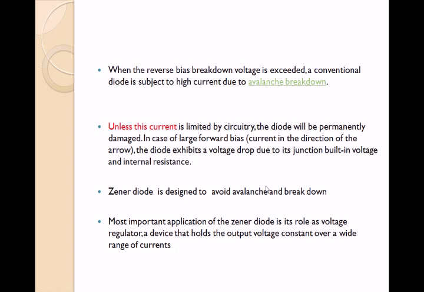When the reverse bias voltage exceeds a certain limit, it is subjected to high current, called avalanche breakdown. Unless the current is limited by circuitry, the diode will be permanently damaged. In case of forward bias, it acts as a closed circuit, with a drop due to the junction built-in voltage. The Zener diode is a type of diode used to avoid this situation, that is, it avoids the avalanche breakdown. That's why it's used in high current applications as a voltage regulator, where it holds the output voltage constant over a wide range of current.